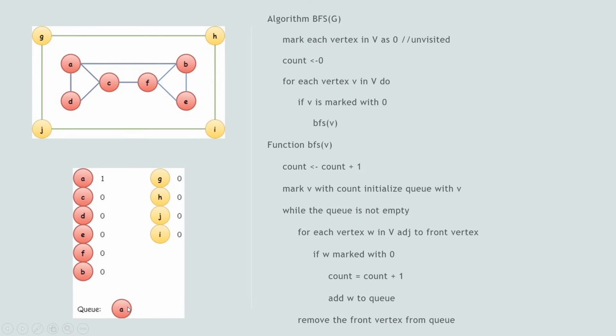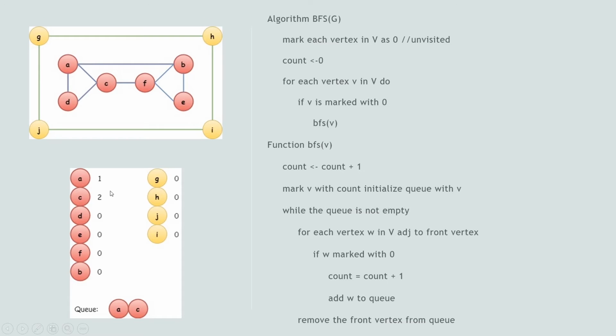So now the queue is not empty, so we enter the while loop. After entering the while loop, we find which vertices are adjacent to A. We first check that C is adjacent to A. Then we check that C is also marked as 0. Therefore, we enter the if block. In the if block, we increment the counter by 1 and mark the vertex C with the counter value, which is 2. We also add the vertex C into the queue.